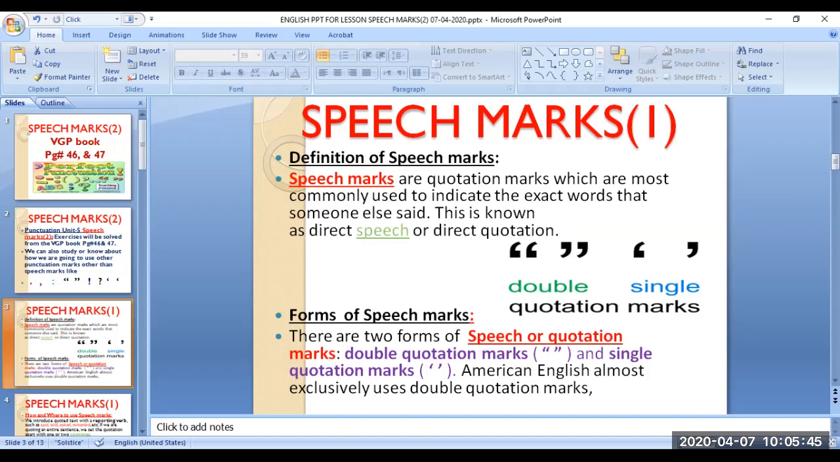Forms of speech marks. There are two forms of speech or quotation marks: double quotation marks and single quotation marks. We are in American English, not British, so we almost exclusively use double quotation marks.